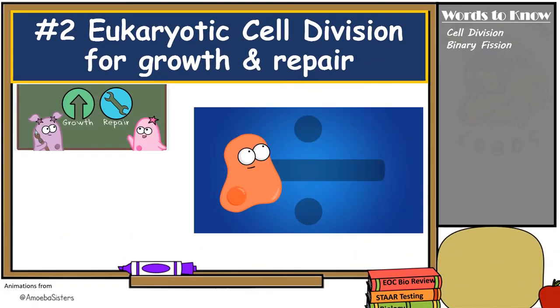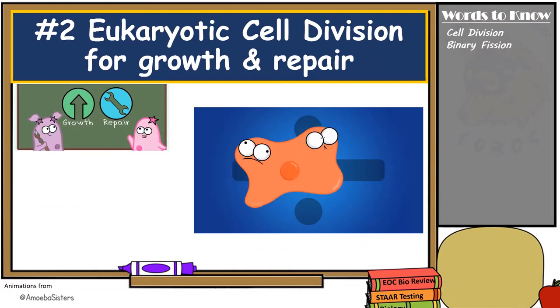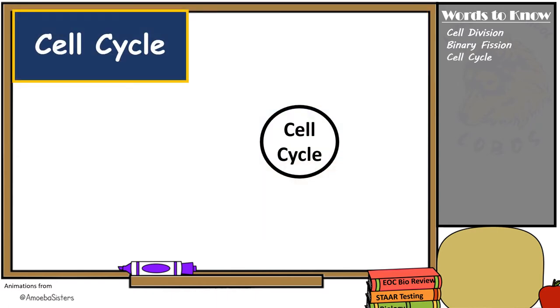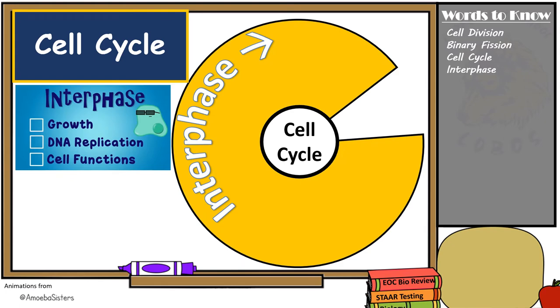The second type of cell division is seen in eukaryotic cells when growth or repair is needed. This type of cell division is a major component of the cell cycle. The cell cycle basically describes a eukaryotic cell's entire lifetime events, both during growth as well as division. The growth stage is known as interphase, which is the longest stage, and the division stage is known as the M phase.